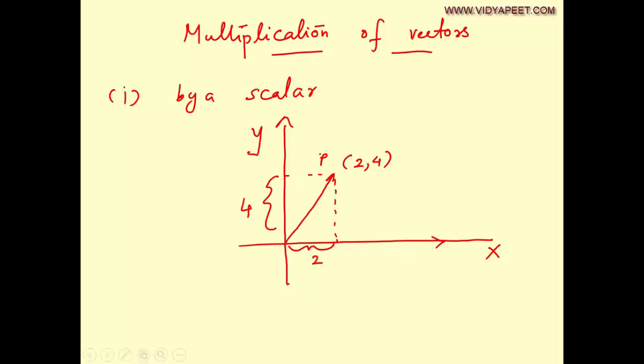Now I am going to multiply this vector by a scalar. So let us take an example of a scalar to be m equal to 2. So what I am doing is that I am just multiplying this ordered pair by that scalar. So I will get the new ordered pair to be 4, 8. So this 4, 8 will actually lie along the same line of it.